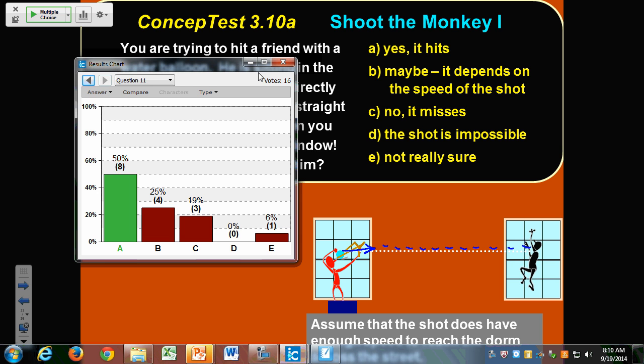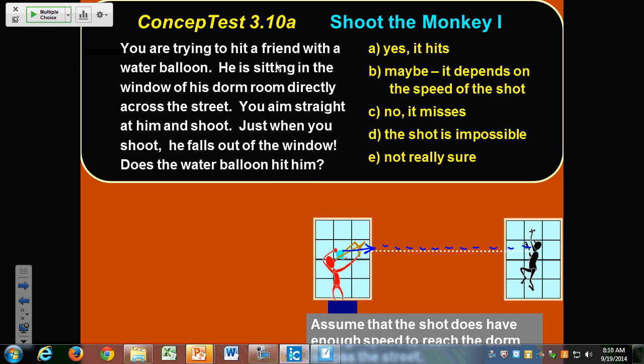A is the right answer. If I shoot this projectile out with a certain velocity, and at the same time this guy begins to drop, both of them are going to fall at the same rate, and that means that as they fall, they will meet somewhere along the way.